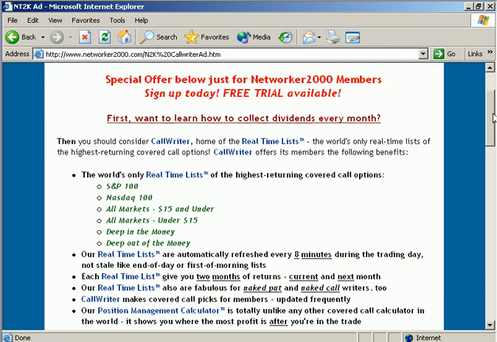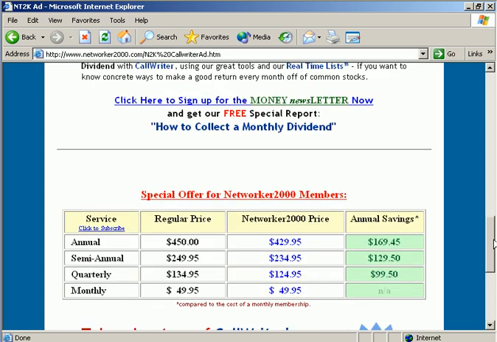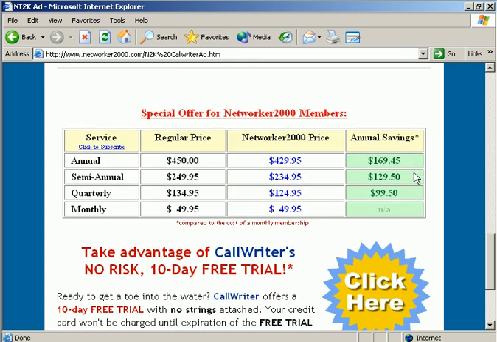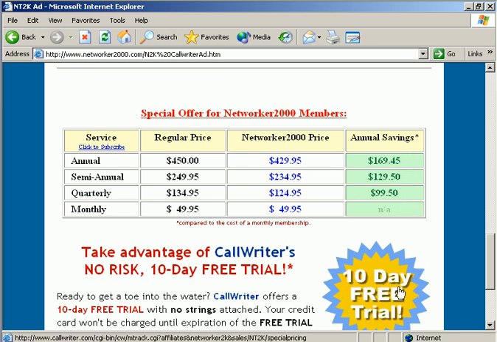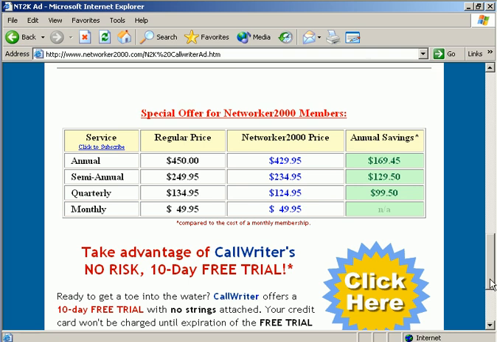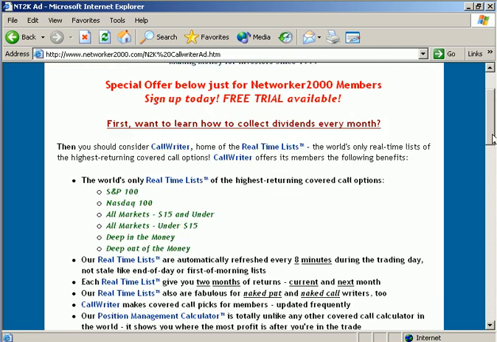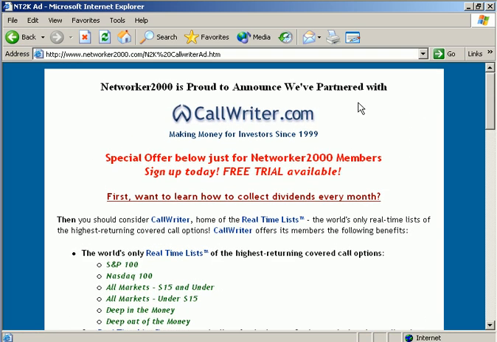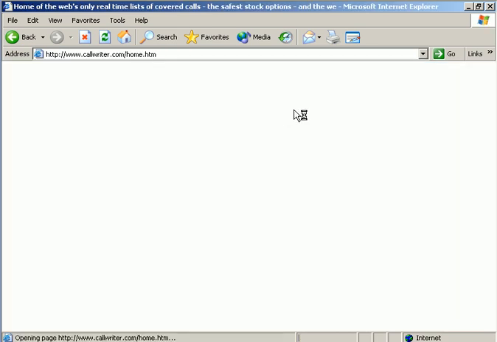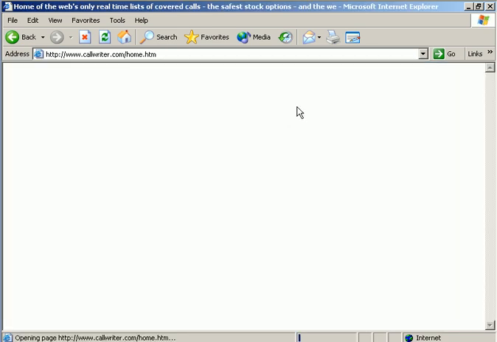But if we scroll down, we can see where members of Network of 2000 will be able to enjoy a saving just for being a member of Network of 2000. We also have a 10-day free trial. Let's assume that you already signed up with Call Writer. Simply, you click on the Call Writer logo, and that takes us directly to the Call Writer site.